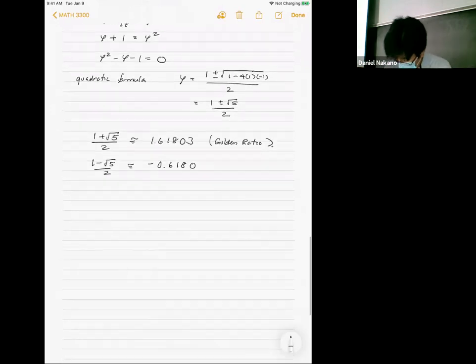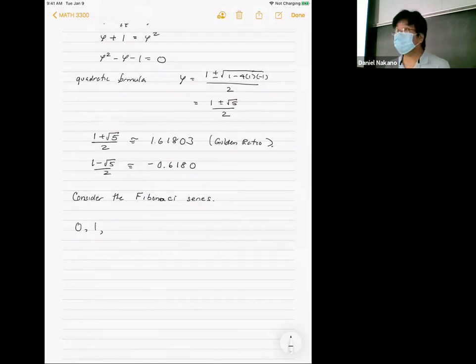All right, so now I want to consider the famous Fibonacci series. Okay, so let's start with the Fibonacci series. So you take 0 and 1. So how do I get the next number? You add the previous two. Okay, so what do I get? 1. And the next one is? 2. Okay, next one? 3. Okay. Keep going? 5, okay, 8, okay, 13, okay, 21. All right.